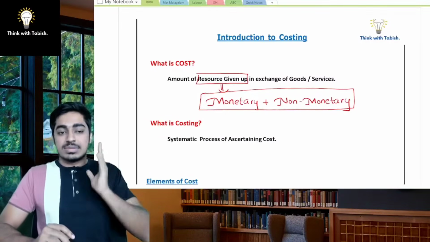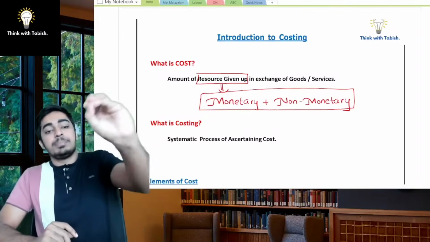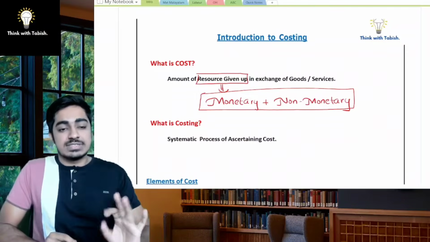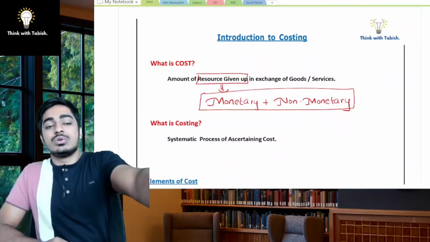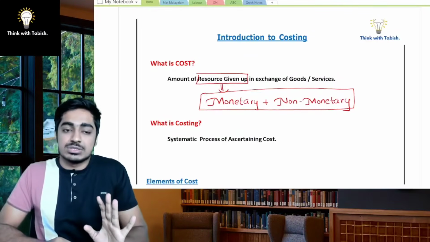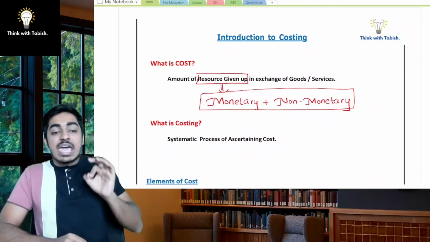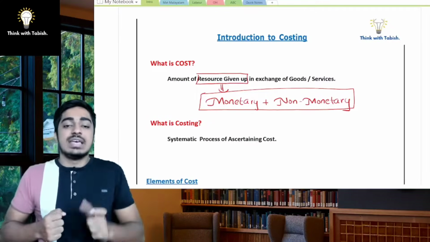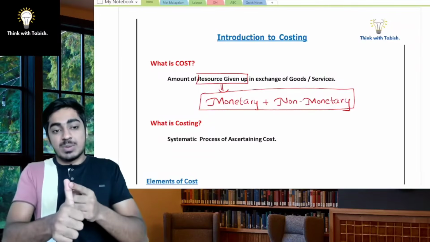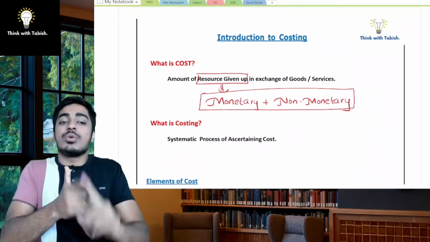What is cost? In simple terms, the amount paid to get goods or services is called cost. Simple. I went to a shop, I paid 10,000 to get a phone, 10,000 rupees is my cost. How do we tell that? It is the amount of resources given up in exchange of goods or services. Resources given up can be monetary, it can be non-monetary as well.